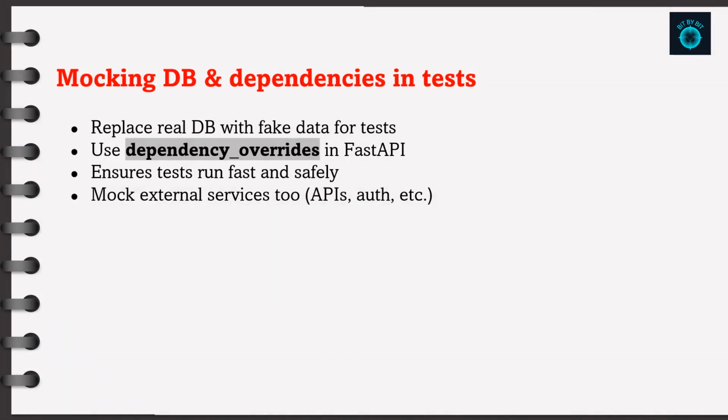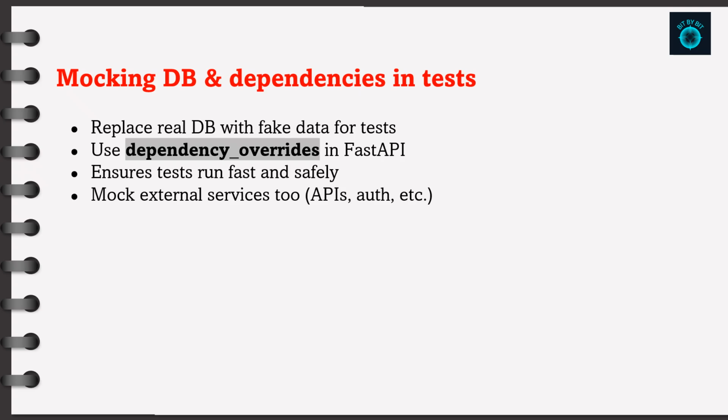Mocking DB and dependencies in tests. When testing APIs, we often depend on databases or external services. But using a real database in unit tests is usually a bad idea. It makes tests slow, harder to set up, and sometimes dangerous, because tests might accidentally change real production data. The solution is mocking. Mocking means replacing the real dependency with a fake version, so that the test can run safely and predictably. In FastAPI, we can override dependencies easily.